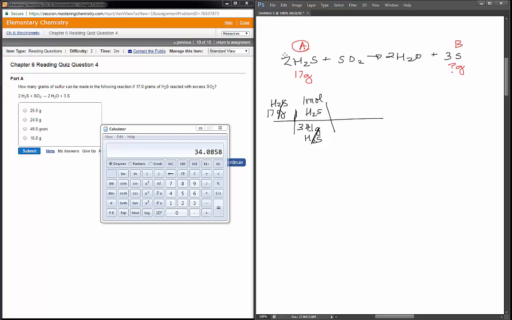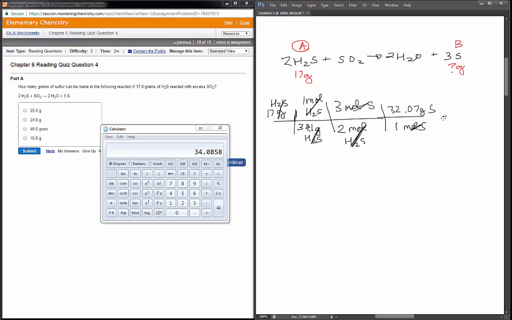Next, once I have moles of A, I need to convert to moles of B, and I'm going to use the coefficients of the balanced equation for that. So we see every 2 moles of H2S react to form 3 moles of sulfur, according to the equation as written. I put the 2 moles of H2S on the bottom, so those cancel. And finally, I'm going to use the molar mass of the sulfur to calculate grams of sulfur. So that's 32.07 grams of sulfur in 1 mole of sulfur.